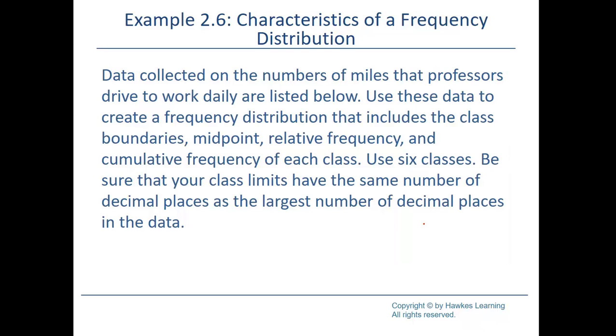So data is collected on the number of miles that professors drive to work daily, and they're listed below in a table I'm about to show you. Okay. And what we're going to do is we're going to use this data to create a frequency distribution, and we're going to put in our class boundaries, our midpoints, our relative frequencies, and the cumulative frequency for each class. Now, I am going to say we are going to use 6 classes here. Okay. And be sure that your class limits have the same number of decimal places as the largest number of decimal places in the data.